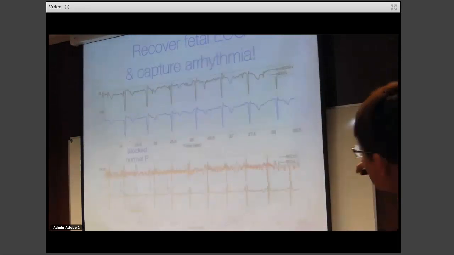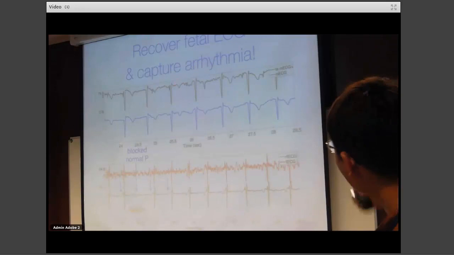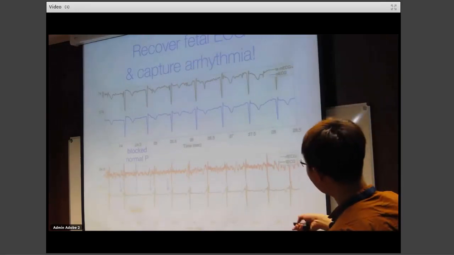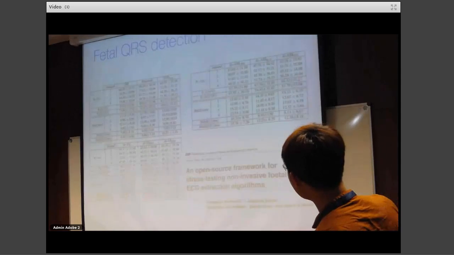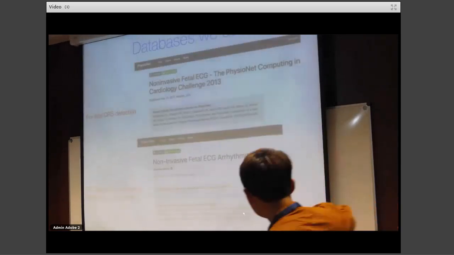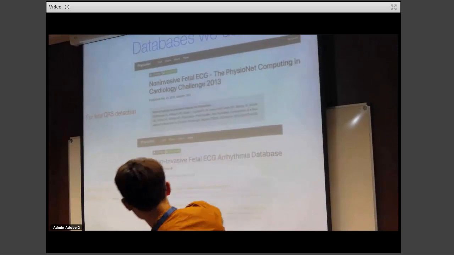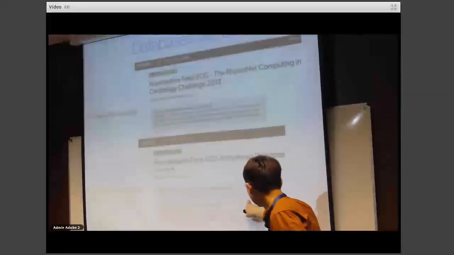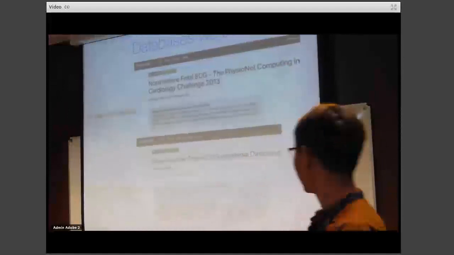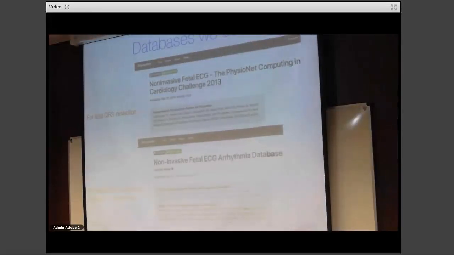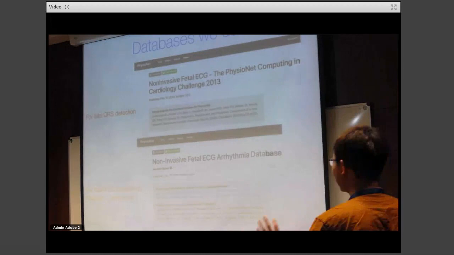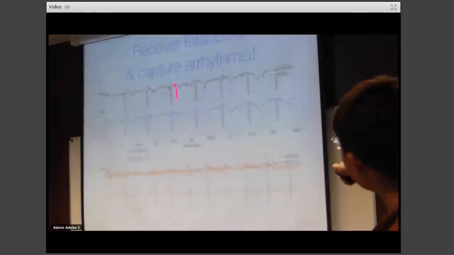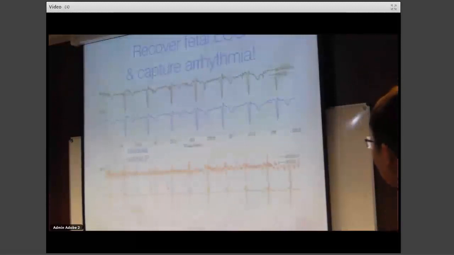Okay. And this is the one when a baby has arrhythmia. This database really comes from this paper, which is a new paper published in Prenatal Diagnosis. From that paper, you can see what's going on. And so this is the result we recovered just by applying the algorithm.